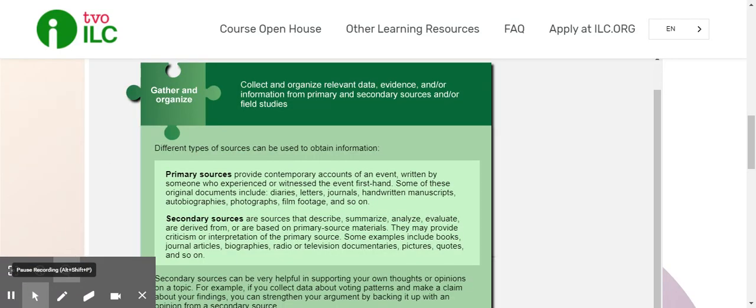The next logical step in an inquiry is to gather and organize information. And so you can get information from different types of sources. Primary sources provide contemporary accounts of an event written by someone who experienced or witnessed the event firsthand. These could come from diaries, letters, journals, handwritten manuscripts, autobiographies, photographs, film footage, interviews, and so on. Secondary sources are sources that describe, summarize, analyze, evaluate, and are derived from or based on primary sources. These sort of things might include books, journal articles, biographies, radio or television documentaries, pictures, quotes, and so on.